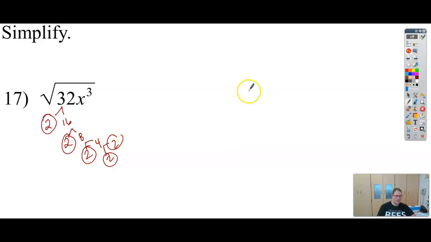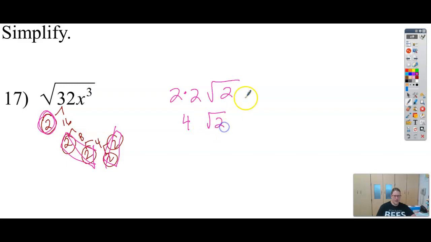So I'm looking for pairs. I have 2 2's there, so that'll bring 1 out. I have 2 2's here, that'll bring a second 2 out. And then this 2 stays underneath. So outside I have 4, inside I have 2.